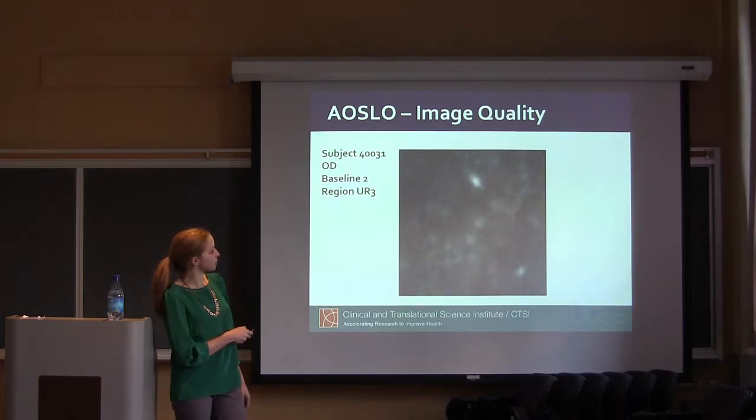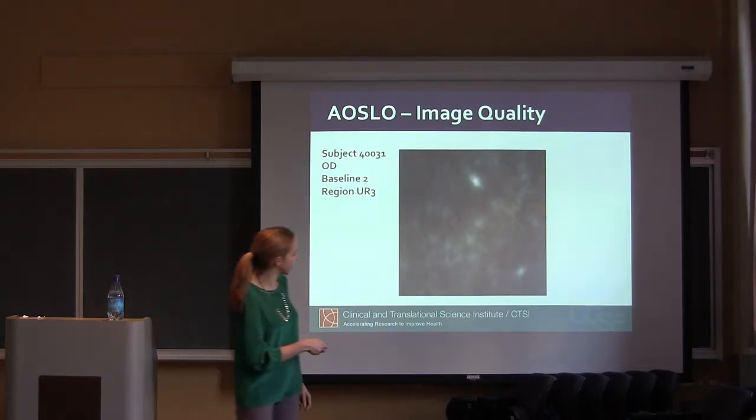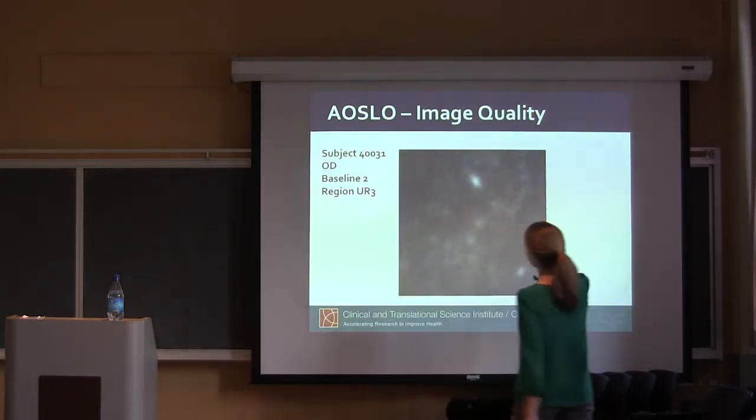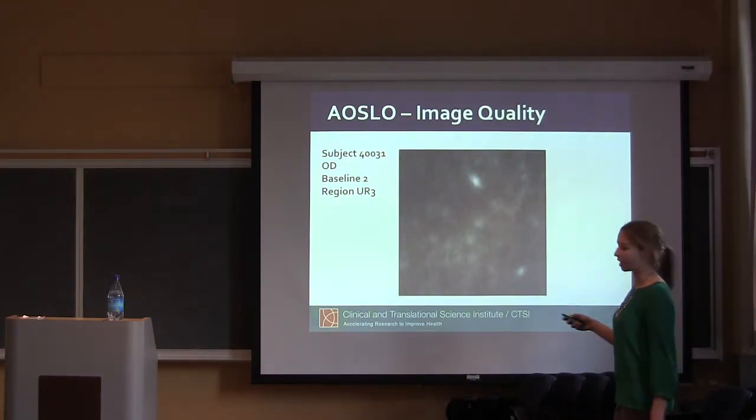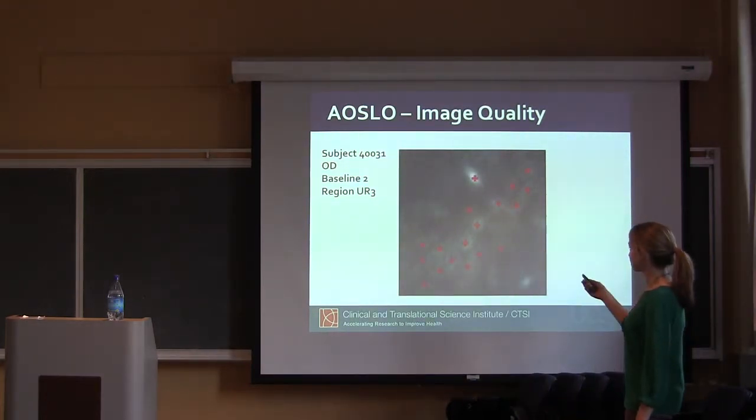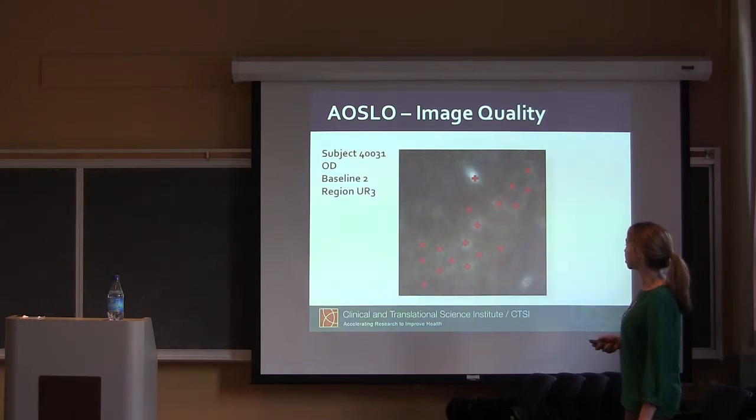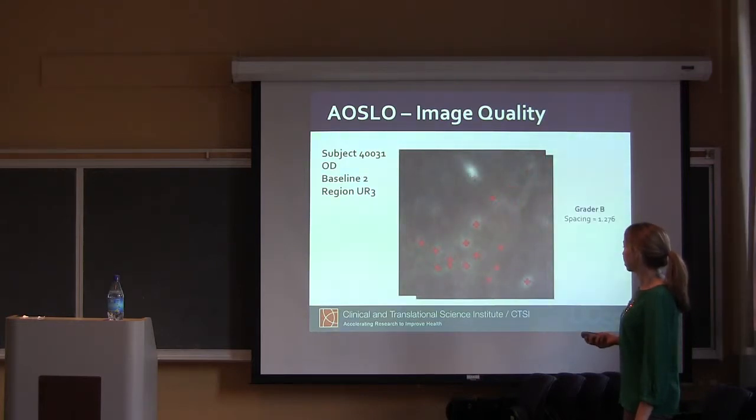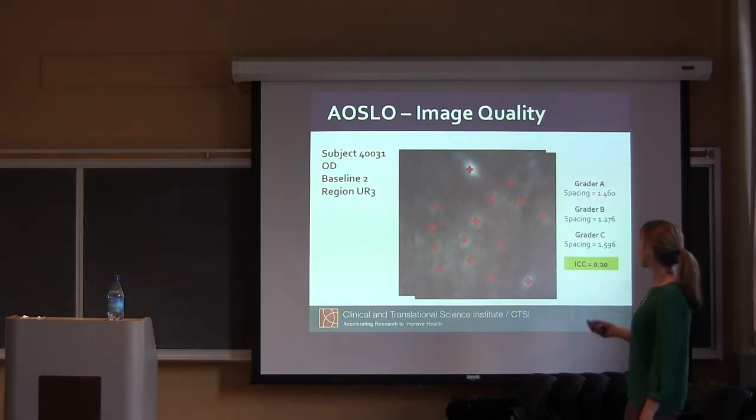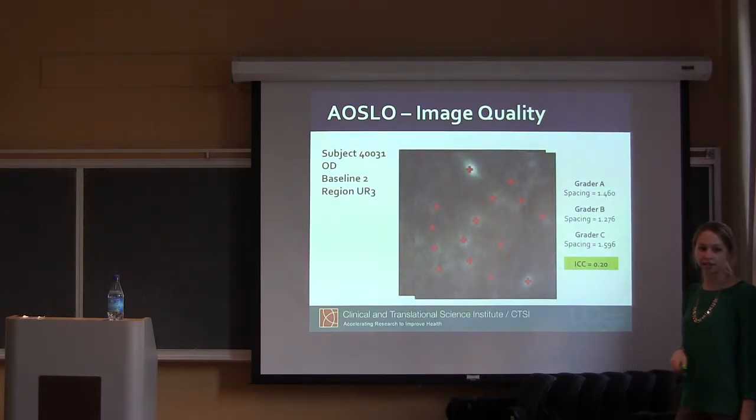Here's another example. You can see right away, it's just very difficult to see a clear cone mosaic here. So this was grader A's interpretation, grader B, and grader C. So again, this has a very poor ICC, 0.2, which means they really didn't agree at all.